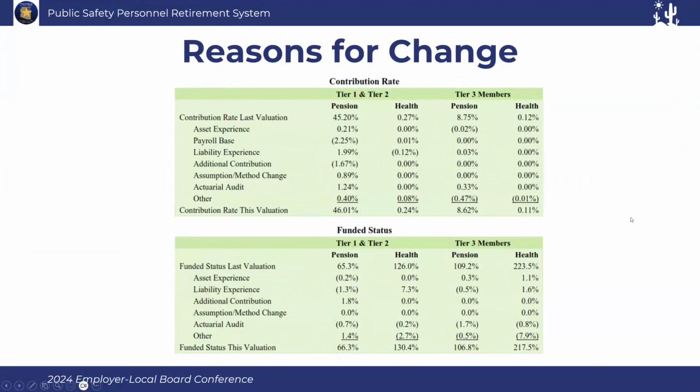The summary doesn't show you the reasons for the change, and that's what this next section is. It's showing you the big picture categories that are impacting the contribution rates and the funded status in any given year. Most of these categories are going to be the same from year to year. There's some changes and fluctuations in what gets included. I'll highlight one of those categories because I'm going to walk through each one of these and just what they mean at a high level for the valuations.